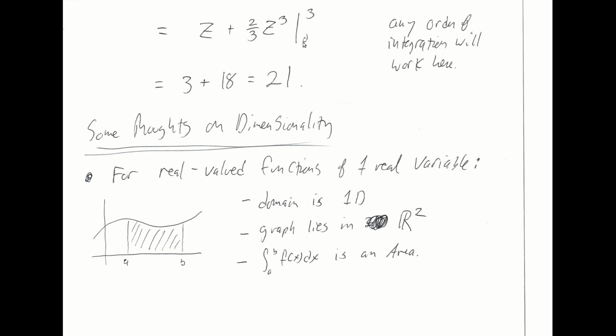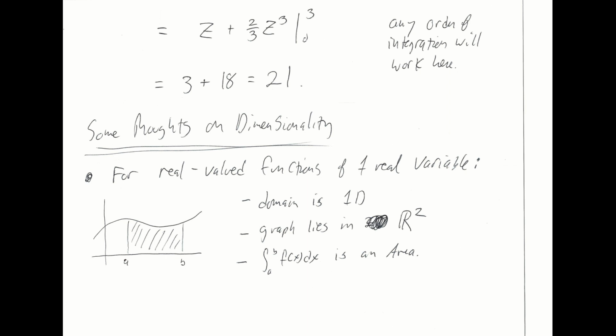And the value of the antiderivative at 0 is 0. So I've got 3 plus 18, which is 21, for the final value of this triple integral over this rectangular box. And again, we did it with respect to dx, dy, dz iterative integral, but you could have used any order of integration according to Fubini's theorem, and you should get the same answer.